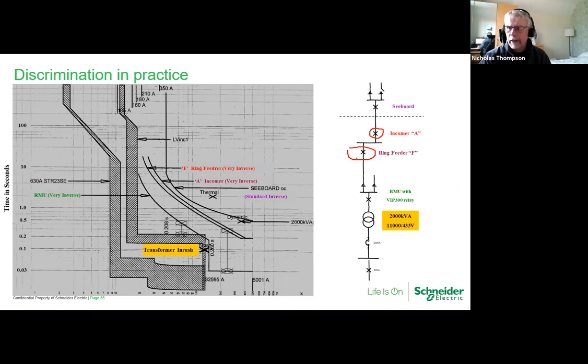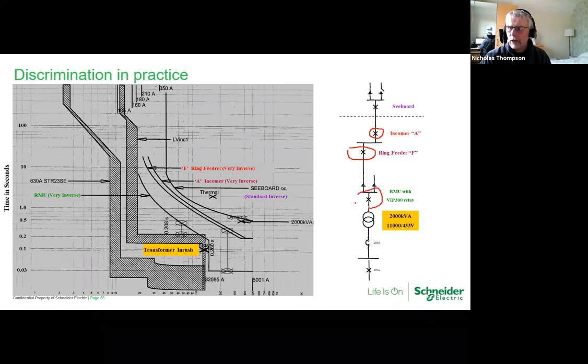Sorry, if ring feeder F trips, you're going to take out half the ring. If the incomer A goes out, you're going to likely take out the whole ring. So the actual impact is not going to be as great as if that one tripped, the C-board one tripped. So moving on to our next one.